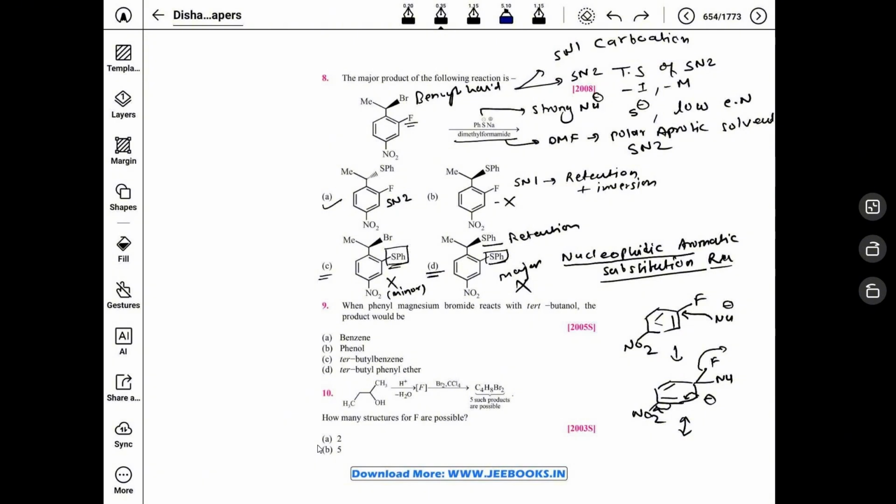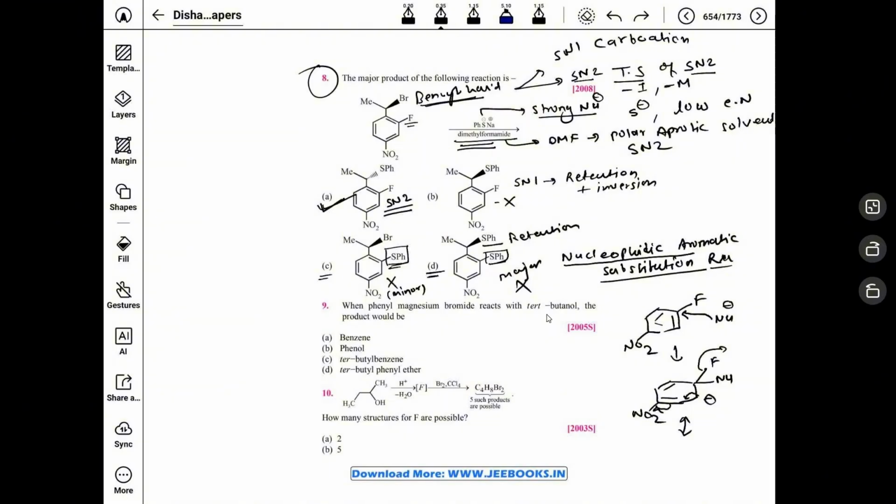So what will be the major product? The major product will be A, because the reaction will follow the SN2 pathway, due to the strong nucleophile and polar aprotic solvent, and at the same time the benzylic halide stabilizes the transition state due to its -I and -M effect. Therefore, we can say that the correct answer is A, not B, C or D. If you have any doubt regarding question number 8, please ask me in the comment box. Now moving to question number 9.